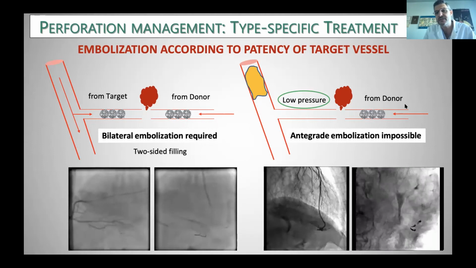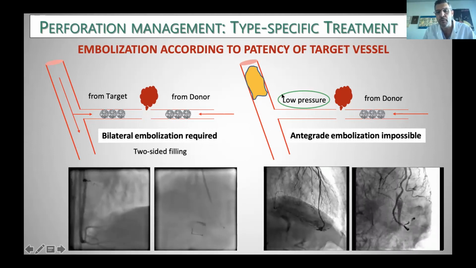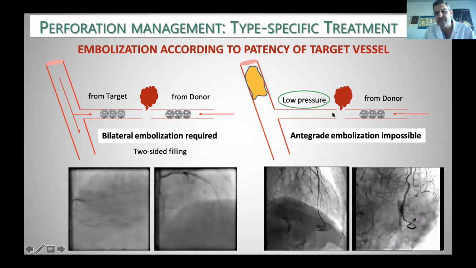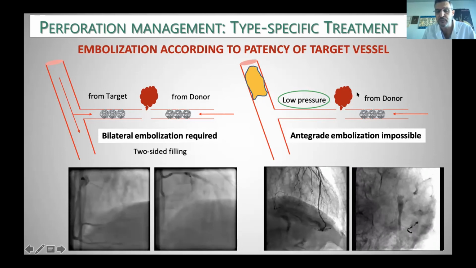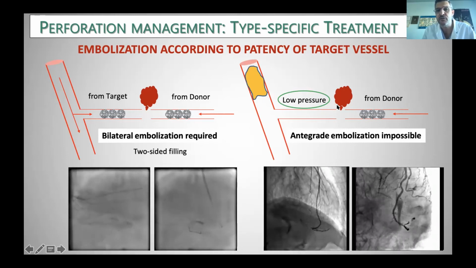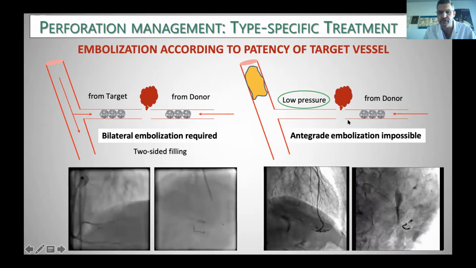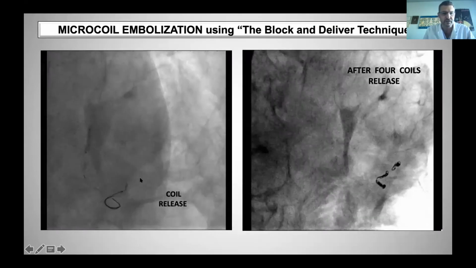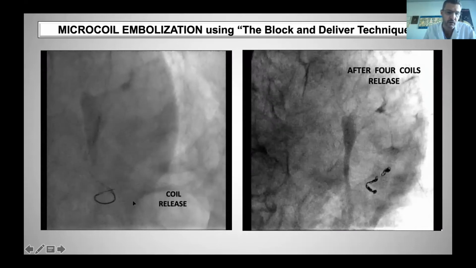And sometimes it's enough to stop the bleeding, because the low pressure coming from the target vessel does not really create a cardiac tamponade. But sometimes, if you are not able to stop the bleeding, you should send the patient to surgery. And this is an example of distal coronary perforation. This is an example of collateral, epicardial collateral perforation.